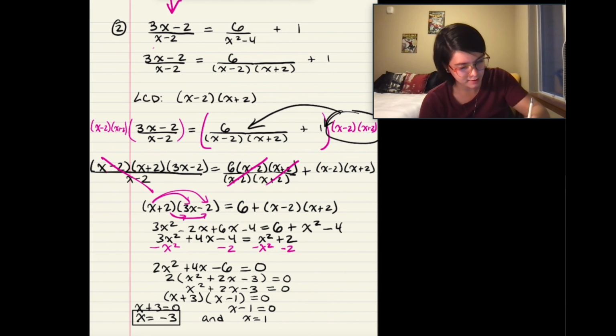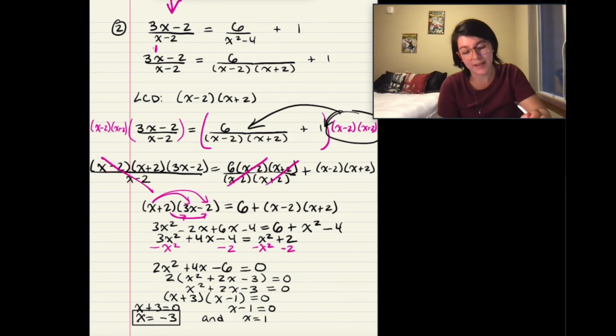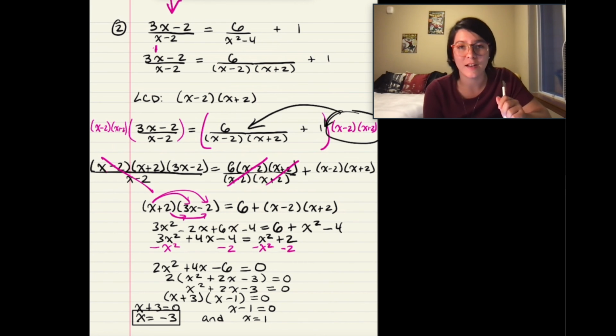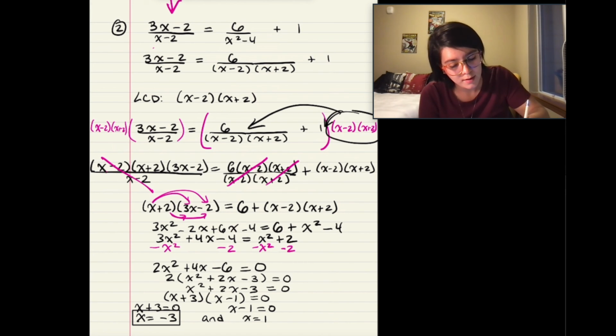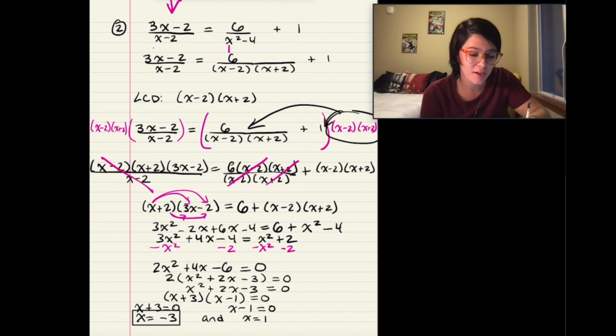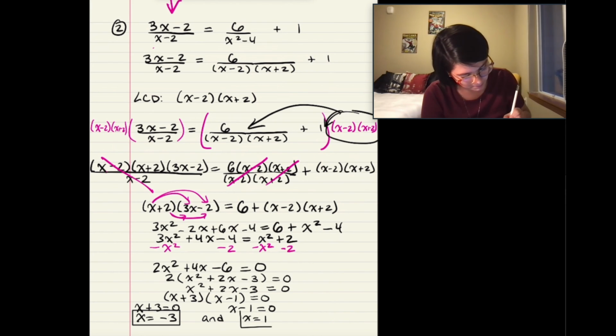And then we'll also plug in our x equals 1. So if we plug in 1 here, we'd have 1 minus 2, which would be negative 1. That's fine. We can have negative 1 in the denominator. If we plug in 1 here, we'll have 1 squared minus 4, which would be negative 3. And that's fine. We can have that in the denominator as well. So boom, they both worked out.